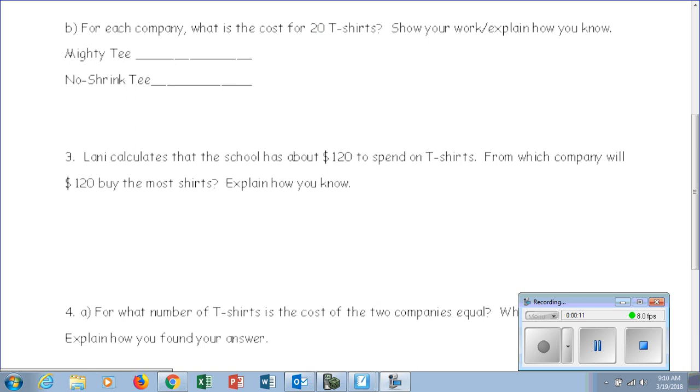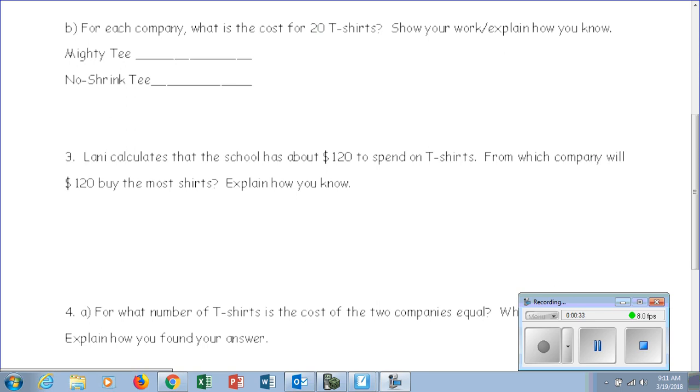Question 3 says, Lainey calculates that the school has about $120 to spend on t-shirts. From which company will $120 buy the most t-shirts? So we're comparing No Shrink to Mighty T. And up above, where is our equation? Is that on our 2nd page? We created an equation for both of them. Yes, on our 2nd page.